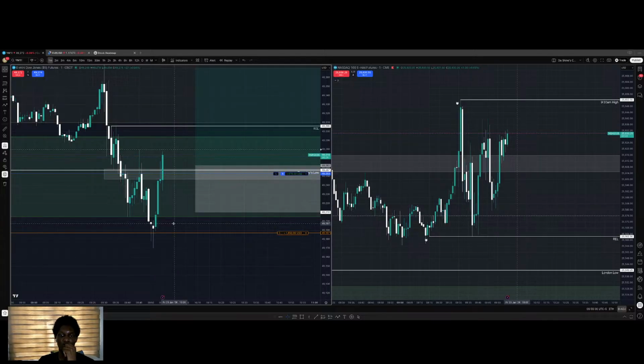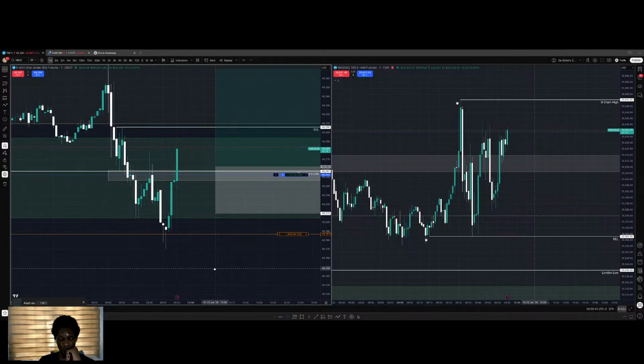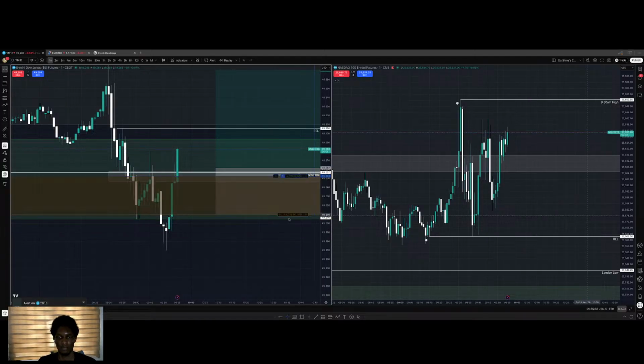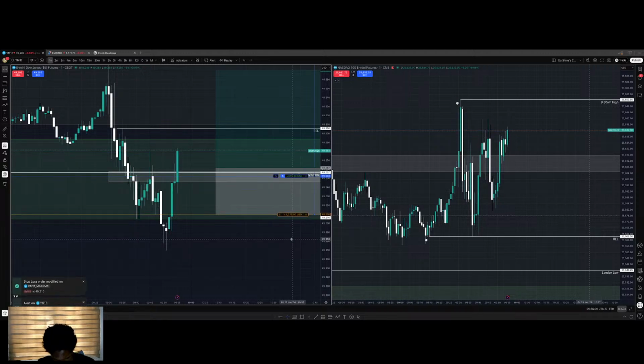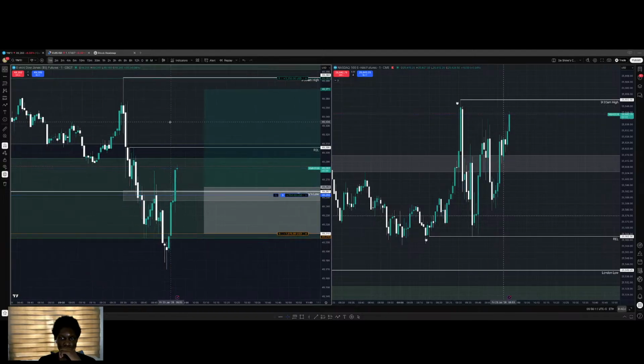So let's see. We've got 25 seconds. I'll be moving my stop to the breaker low. So I'll be moving my stop here. Once we tap this relative equal lows, I'll be taking partials.